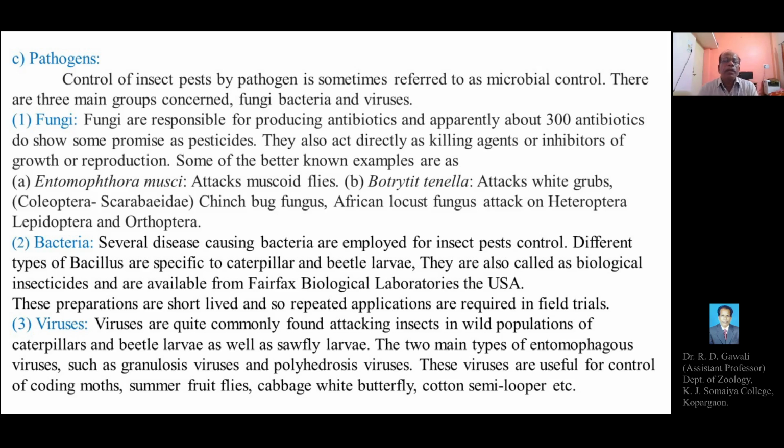Fungi. First we'll explain fungi. So fungi are responsible for producing antibiotics.